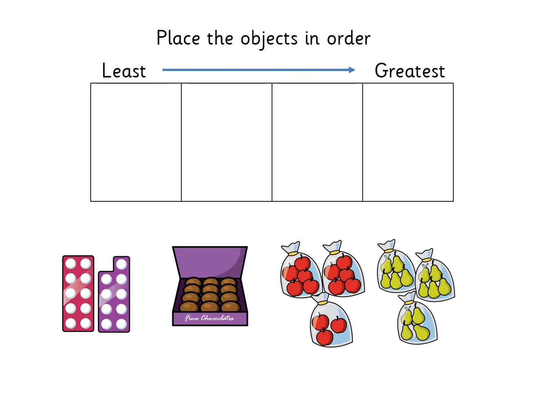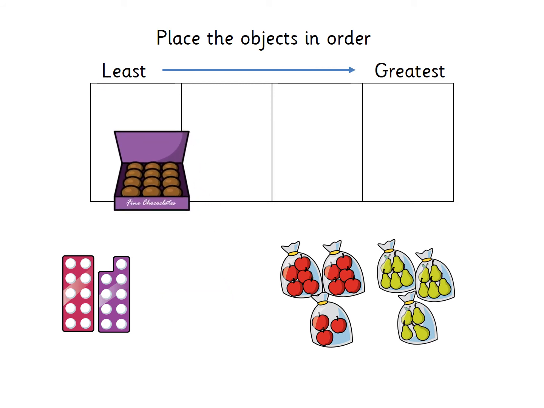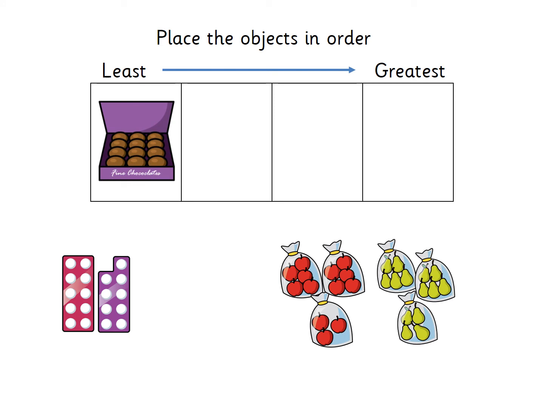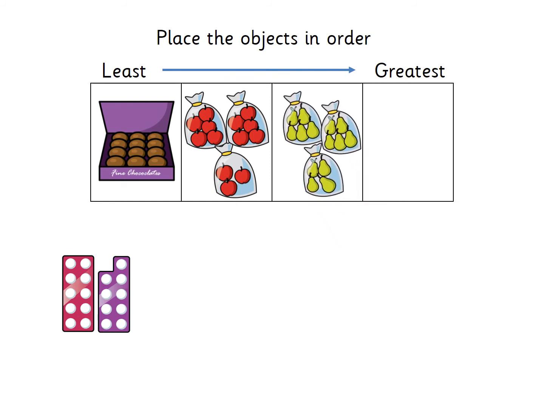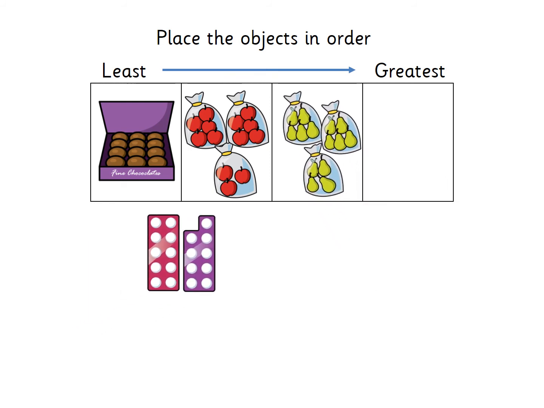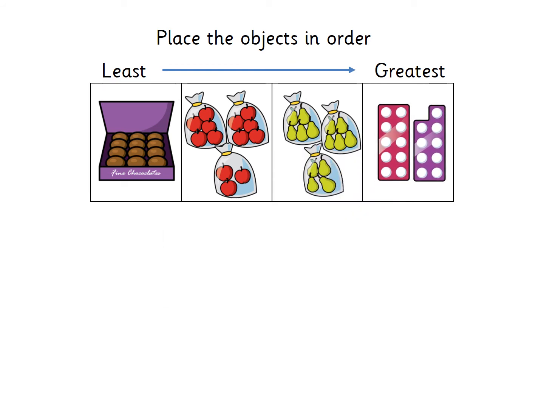So what is the smallest number? There we go, it's the chocolates with 12. What's the next smallest number? Well done, it's the apples with 13. What's the next smallest number? Is it 19 or is it 14? Well done, it's the bag of pears, it's 14. And the greatest number of them all was 19. Well done, give yourselves a clap if you got that right.